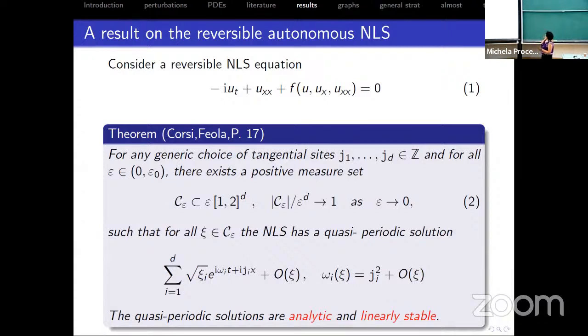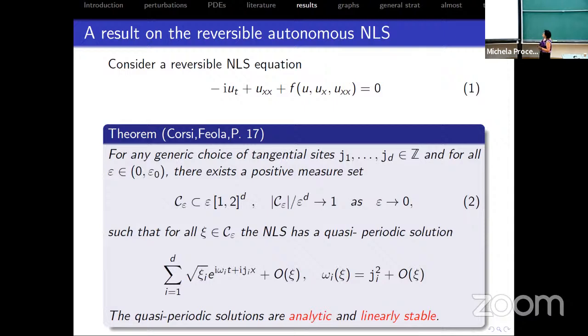So it says, choose any generic choice of tangential sites, J1, ..., JD. D is anything you want, but it's finite, in your Fourier mode set, which since we are in one dimension is Z. Now, I am looking for a quasi-periodic solution which is close to this linear solution here, which is supported on J1, ..., JD. And how should I choose the amplitudes, ξ1, ..., ξD? Remember, the amplitudes were the non-zero amplitudes of my linear solution. They should be chosen in some positive measure set, which looks like a set of satisfying Diophantine conditions. So it's very complicated too, but can be described explicitly.